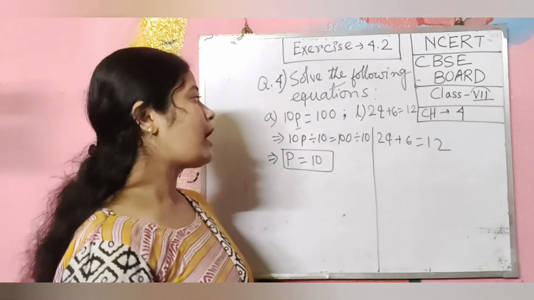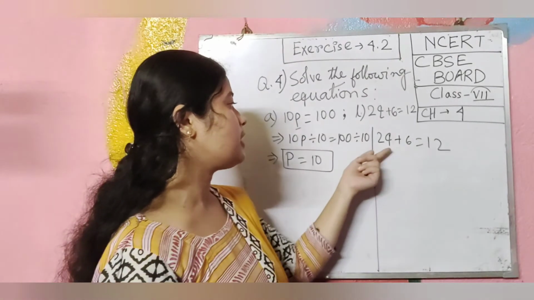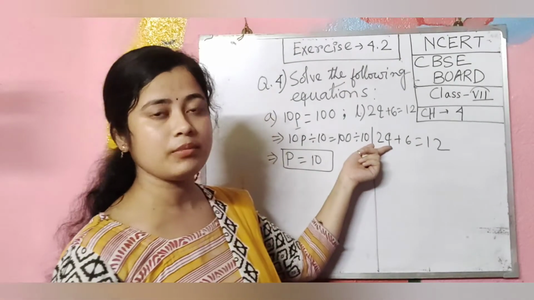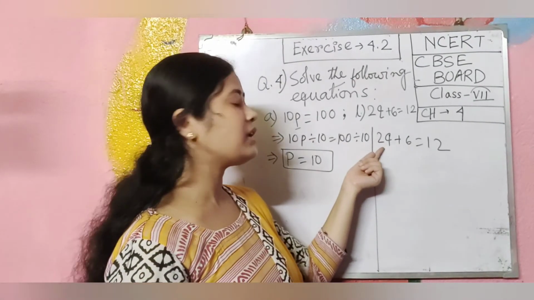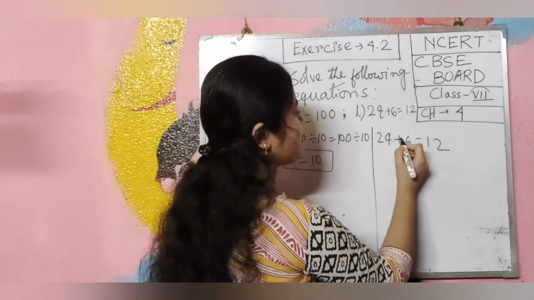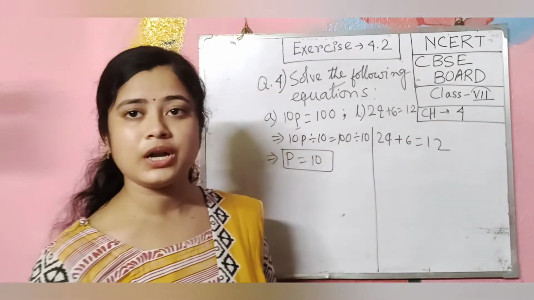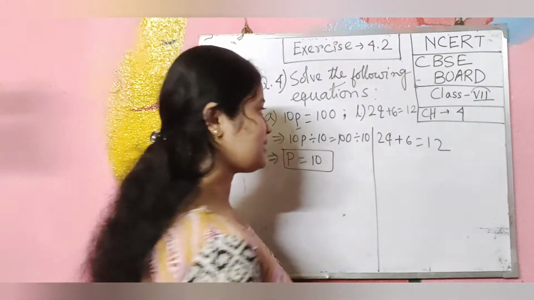Okay, so I will find the variable value. Which is the variable of the equation? That is q. Q is the variable of the equation. So in the left part with the q, here 2 is multiplied and 6 is added, plus. Opposite of the plus is what? Minus. So what will I do? I will do the minus 6 at first.